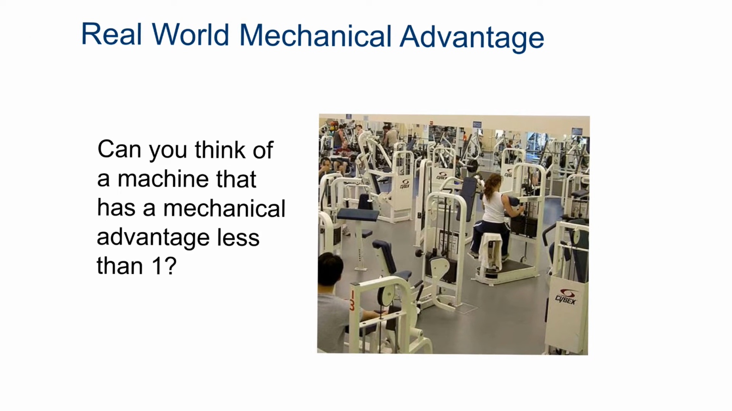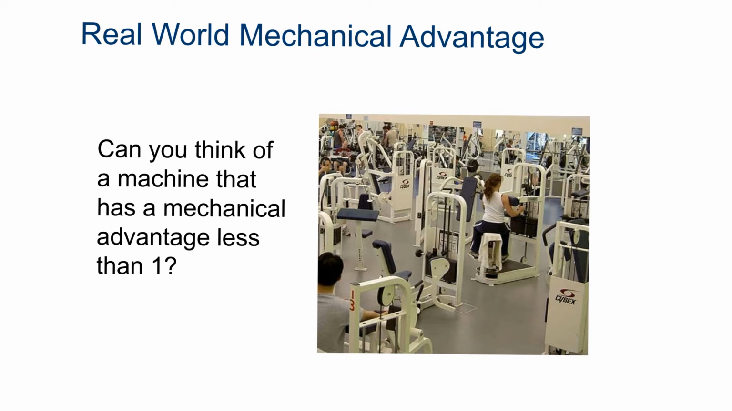Anybody think of something that has a mechanical advantage of less than 1? So a lot of times when you have gym machines, they're actually designed to have a mechanical advantage less than 1, so you have to apply a greater force than you would normally, so they don't have to put as much weight on there. And you can usually notice that.